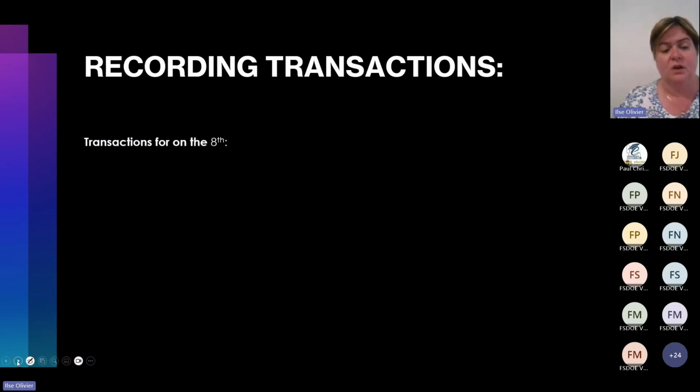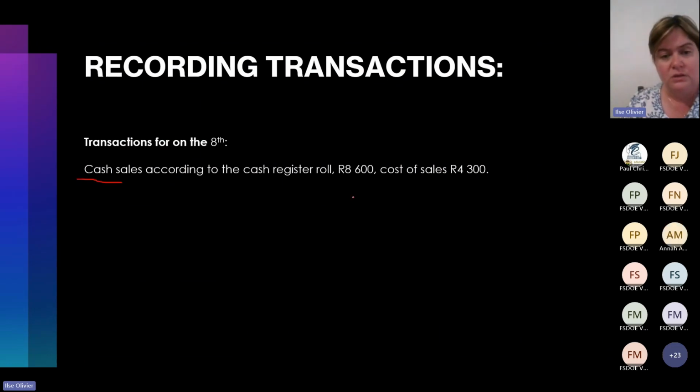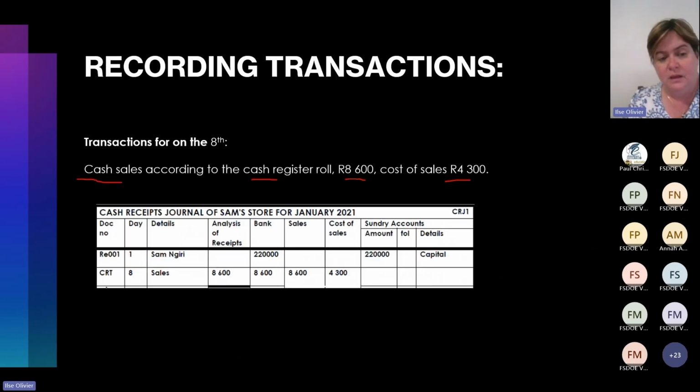The second transaction said on the 8th, cash sales according to the cash register roll, 8,600 Rand, cost of sales 4,300 Rand. So we received it at the business because they paid it into the cash register. Let's see what happened. Your document number is a CRT. Day the 8th. What happened? There was sales. We received it at the business. It was the only transaction on that day, so we banked the money. The 8,600 Rand was sales, and then the cost of sales was 4,300 Rand.